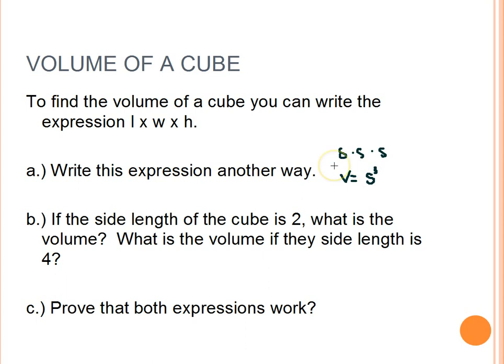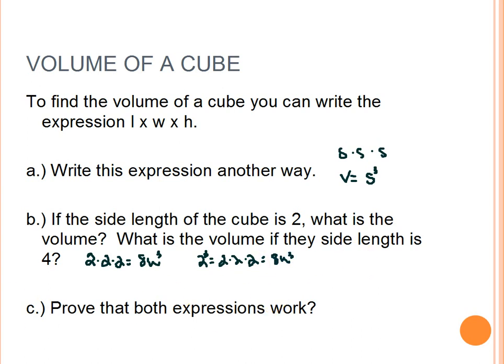Here's actually 2 more ways of writing it. So let's check it out. If I have a cube that's 2, in my expression of length times width times height, I'm going to do 2 times 2 times 2, which is 8 units cubed. And in my formula of volume equals the side cubed, I need to know what 2 cubed is. Well, 2 cubed is equal to 2 times 2 times 2. So that also equals 8 units cubed. So we proved that both formulas worked.